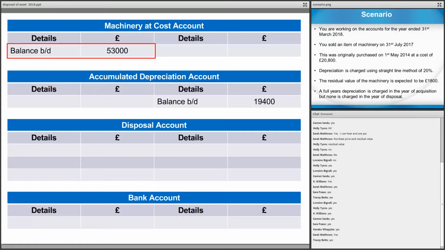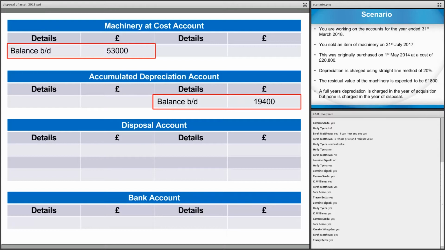Perfect. Brilliant. Okay then. So now we're going to move on to the accounts. Now there's a couple of things that I want you to notice. You'll see that I've got a balance brought down of 53,000 and accumulated depreciation of 19,400. These are just figures that I've put in, and the reason why I've done this is because when you're faced with an exam, yeah, you're going to have an amount of machinery, but you're not going to dispose of everything, okay? If it said 20,800 in there, you know that's the only machine they've got.